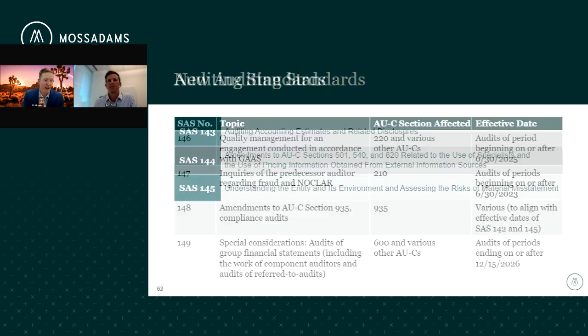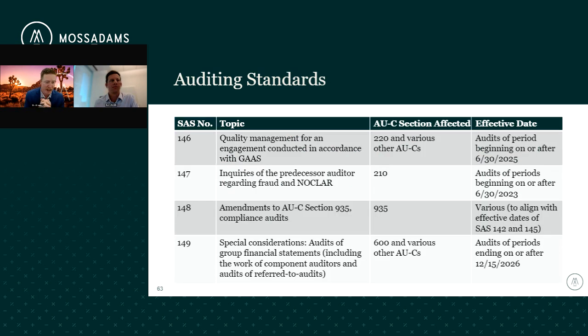So moving on, some other auditing standards coming out in the future or out now include assessment of NOCLAR. NOCLAR is non-compliance with laws and regulations. Many of you that undergo single audits are very familiar with that question, right? It essentially creates a broader rule for all audits now, whether you're a Yellow Book audit, a single audit, or just a normal financial statement audit, even for a for-profit entity.